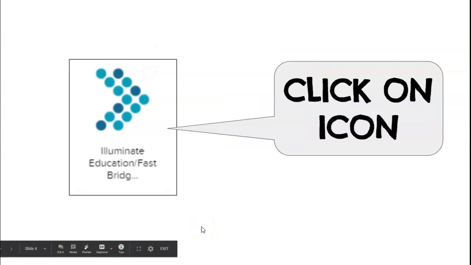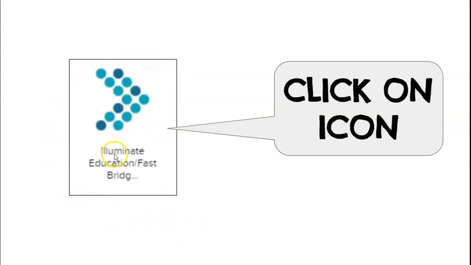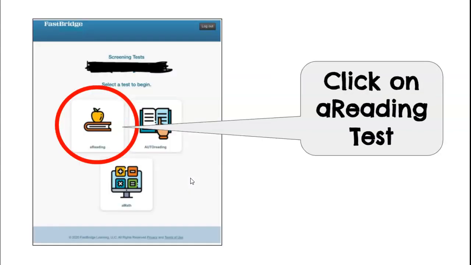Once you are in Clever, you need to locate this icon. It'll have these little arrows made of dots and is called Illuminate Education FastBridge. So once you locate this icon on your opening page in Clever, simply click on it. If you are presented with an option of different tests to take in this app, make sure you click on the aReading test. This is the only test we will be taking in this class.